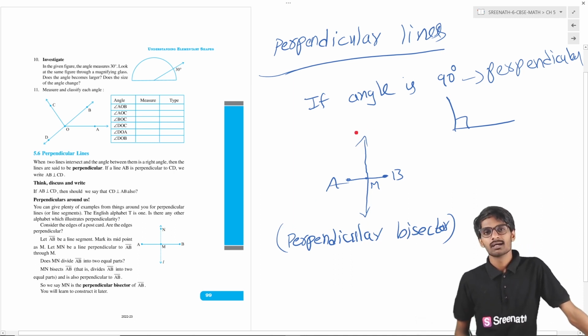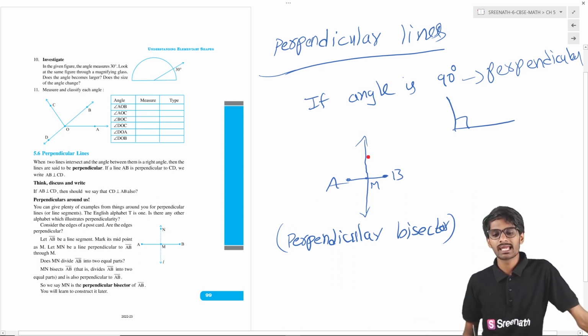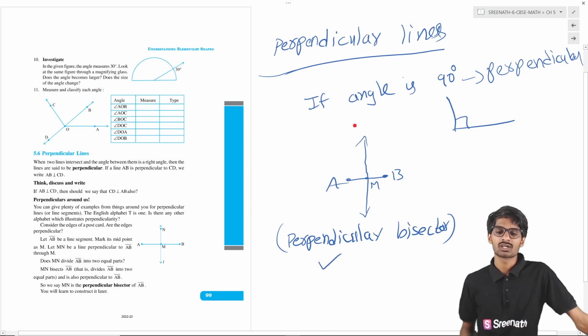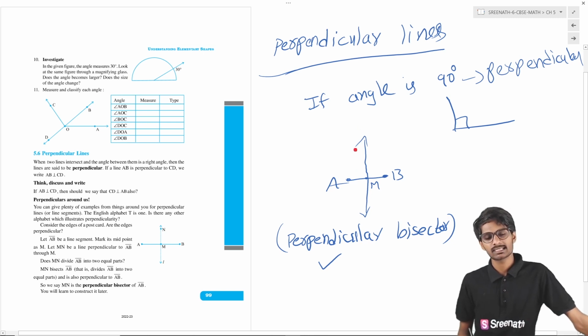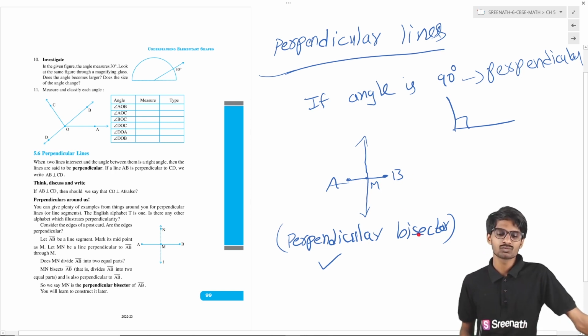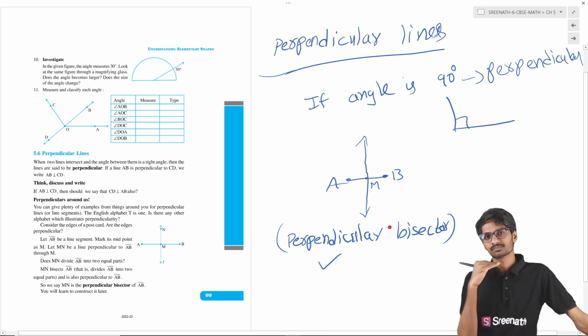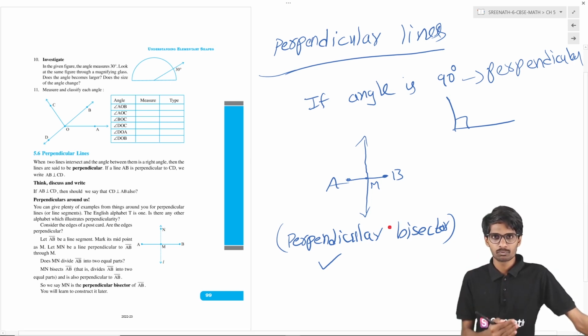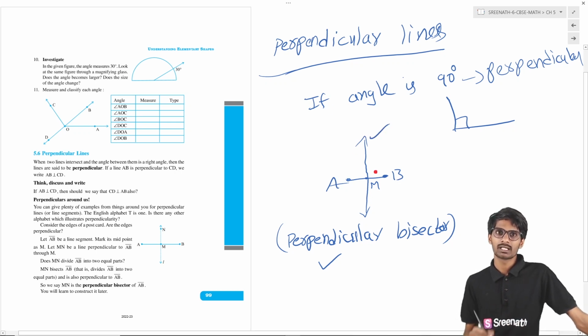Basically, this line is making a 90 degrees angle with the line segment, so it is perpendicular. Next thing is bisector. This line is bisecting, or cutting, the line segment, and it is bisecting at the midpoint. So for that we call it the perpendicular bisector. Whenever any line is bisecting at the midpoint and is perpendicular to it, we call that the perpendicular bisector of this line segment AB, students.